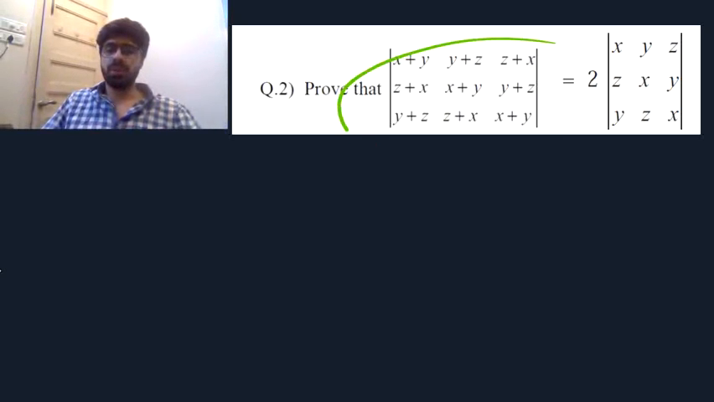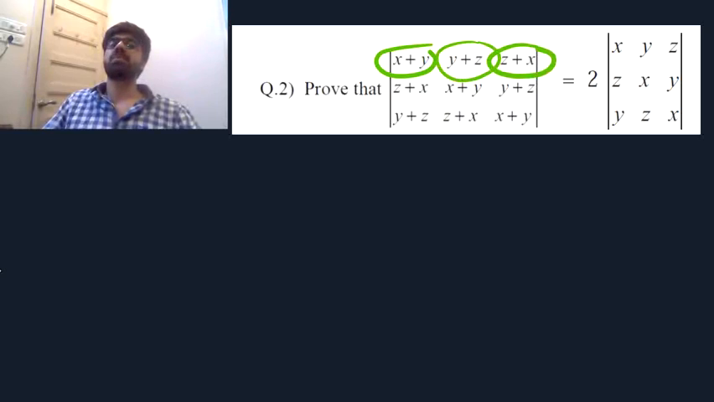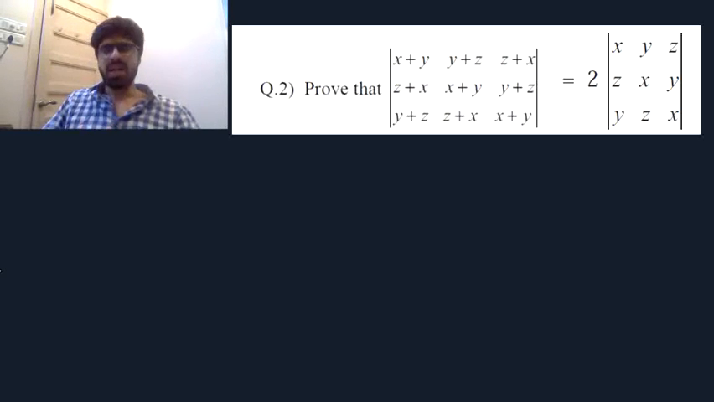So in this determinant, if we want an x term here, what we can do is add this along with this, and from that we will subtract this. That will make the first term 2x, and because it is making the first term 2x, the other terms will be taken care of by themselves.